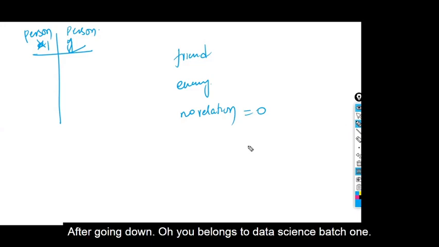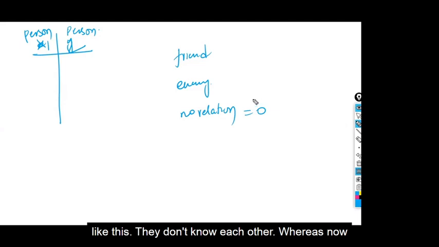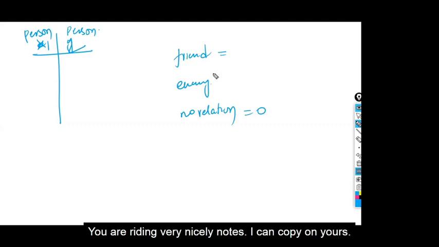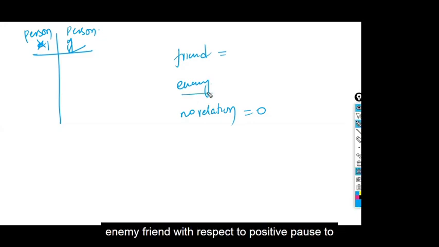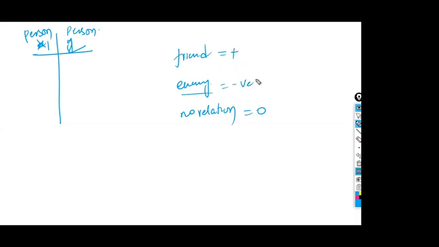After going down, they have to discuss like this: oh, you belong to the data science batch only? Okay, I also belong to that one. They don't know each other. Whereas whoever is sitting side by side are friends. Next day, please come and sit here, you write notes very nicely, I can copy yours, right? So either friend or enemy. Friend means positive correlation. Enemy means negative correlation.